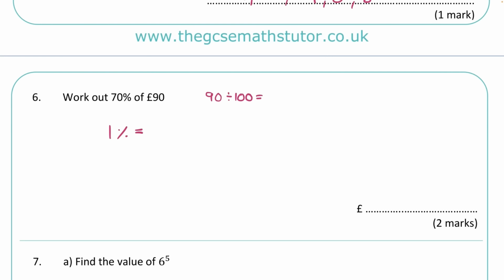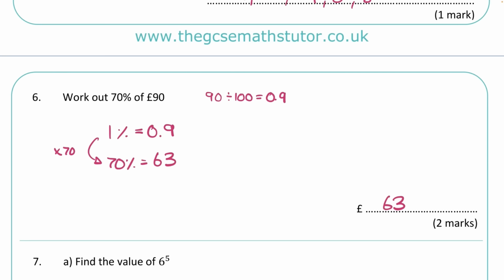And we can just type that in on the calculator. It comes out as 0.9. So 1% is equal to 0.9. And then we want 70%, so just times that by 70. That'll give us 70% straight away. Just typing that in on the calculator, and we get 63. And there we go, 63 pounds.